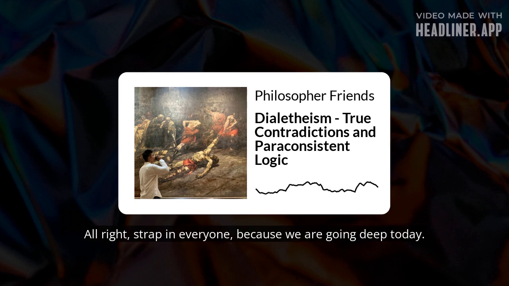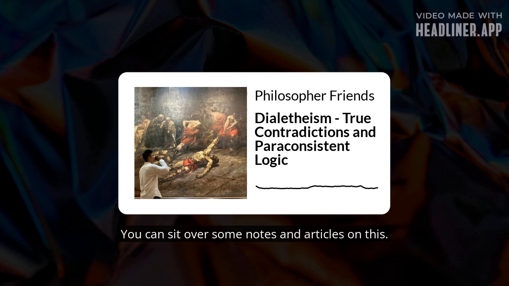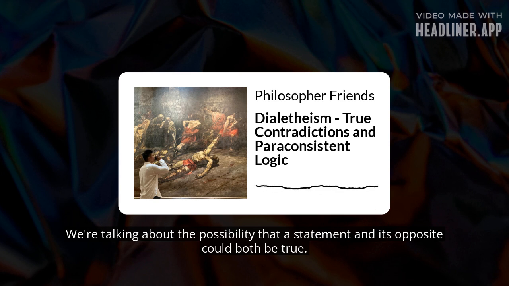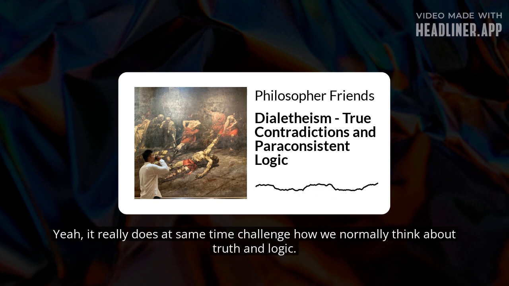All right, strap in, everyone, because we are going deep today. Dialetheism. You sent over some notes and articles on this, and I've got to say, this one has me doing a double take. We're talking about the possibility that a statement and its opposite could both be true at the same time. It really does challenge how we normally think about truth and logic.